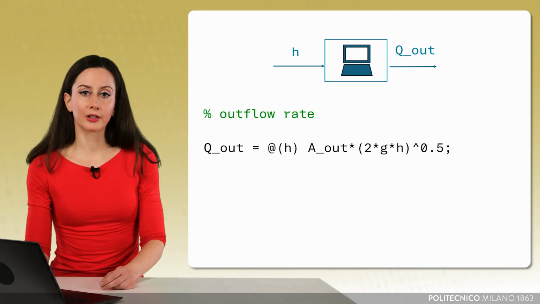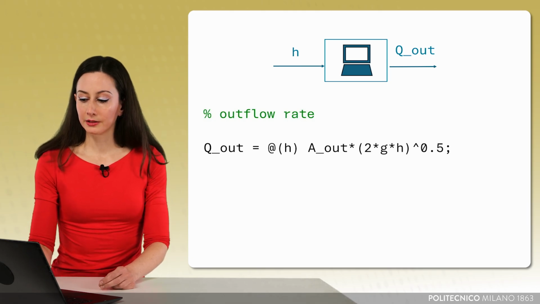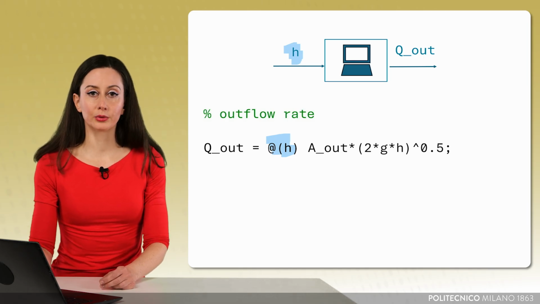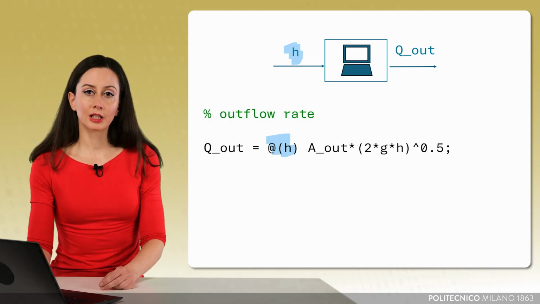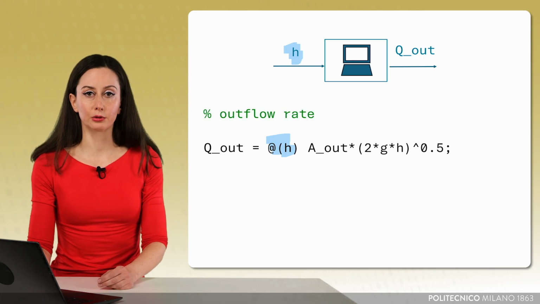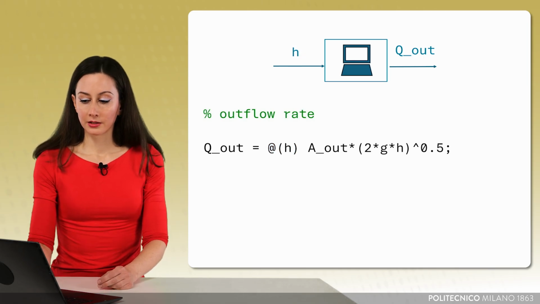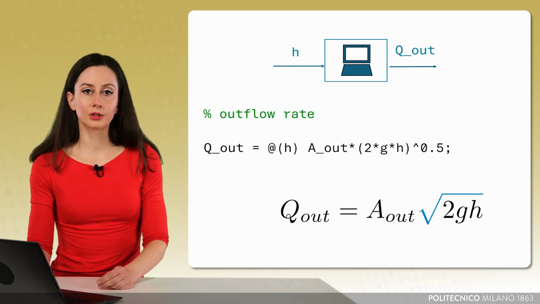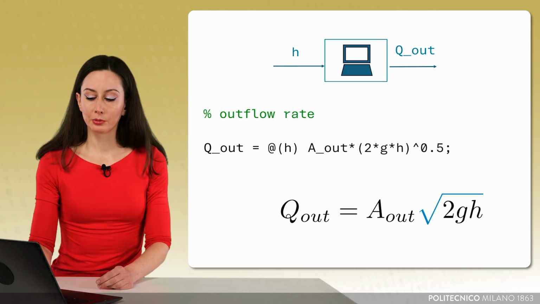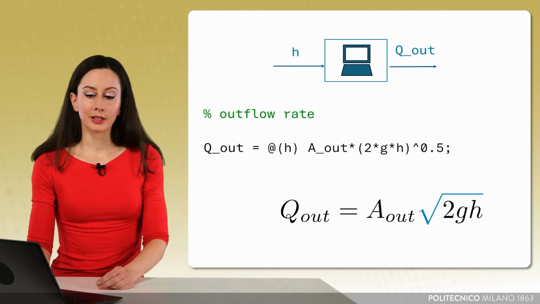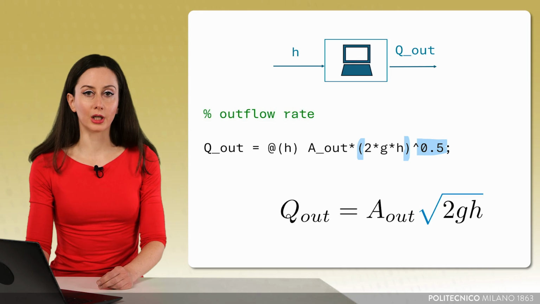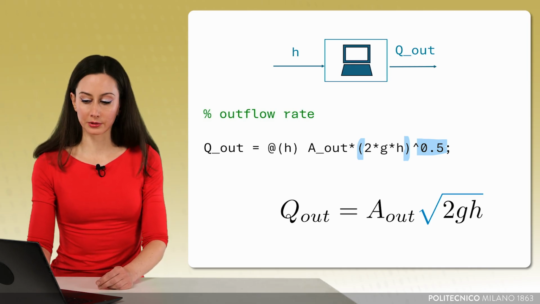In MATLAB, we can define simple functions using this syntax. After the @, the variable in brackets is the input of the function Qout, and it can be used in the definition of its output. And in this case, we are computing the outflow rate Qout using Torricelli's formula. But where is the square root? In MATLAB, with the hat syntax, we can raise a base to any power. So in this case, using 0.5, we are computing the square root.